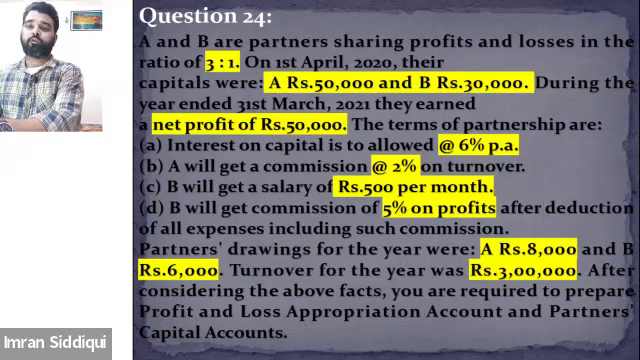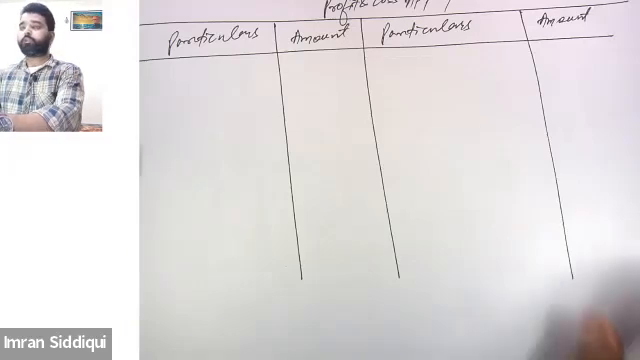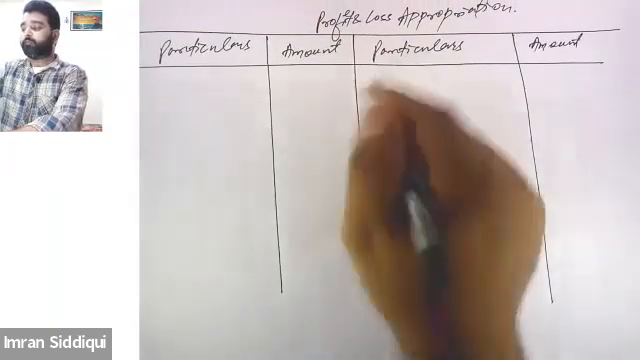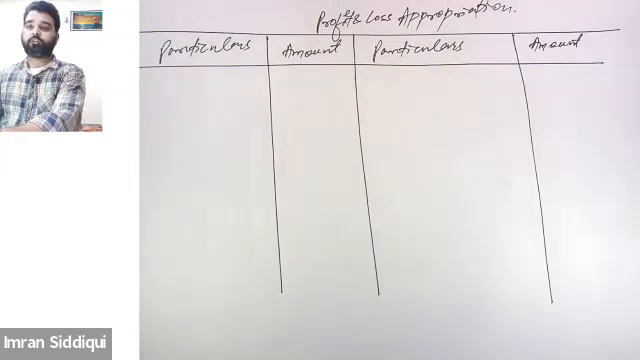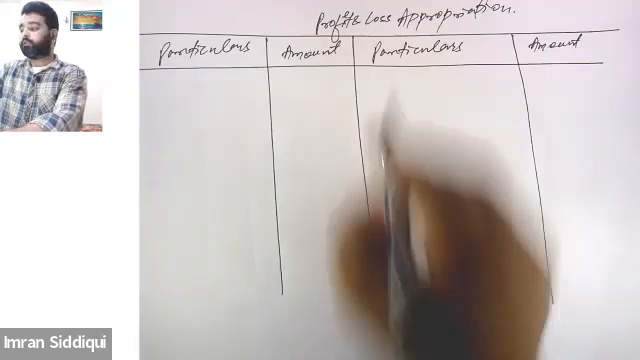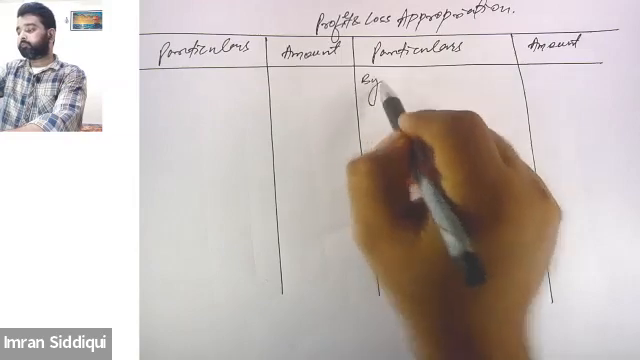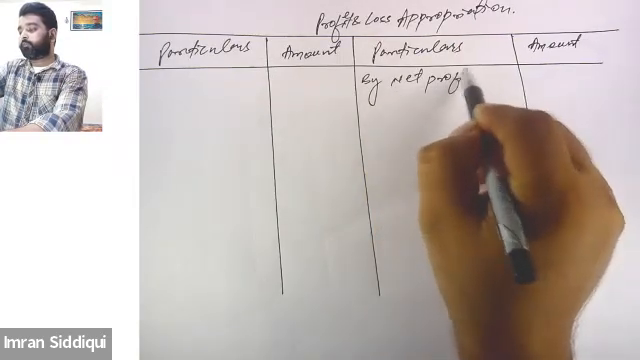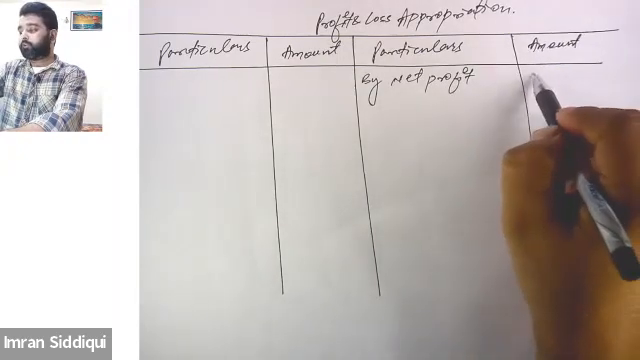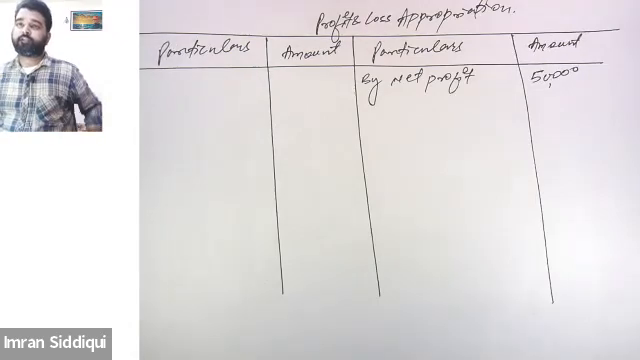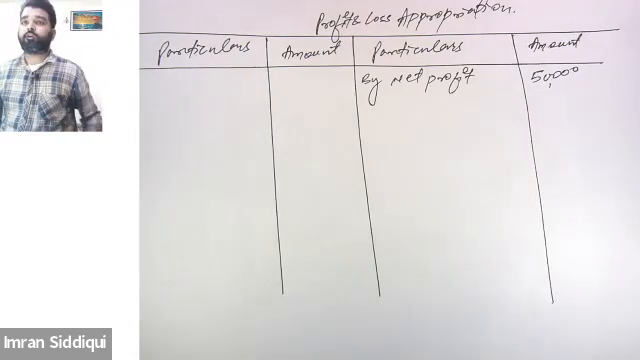Okay, so first of all, we will prepare the P&L appropriation account. This is how we will prepare it. In the P&L appropriation, first of all, we will record the value of the profit, right? So on the credit side, we will write down by net profit. And net profit is already given in the question as 50,000. So on the credit side, first of all, net profit will be recorded.